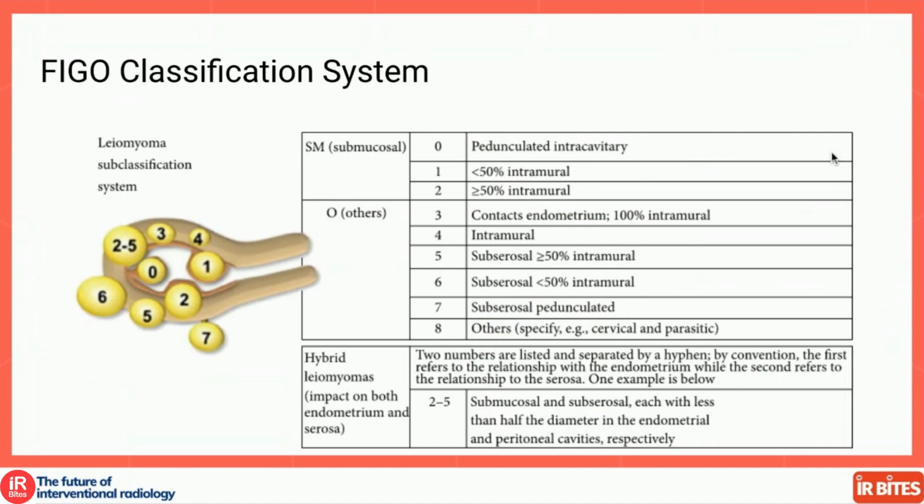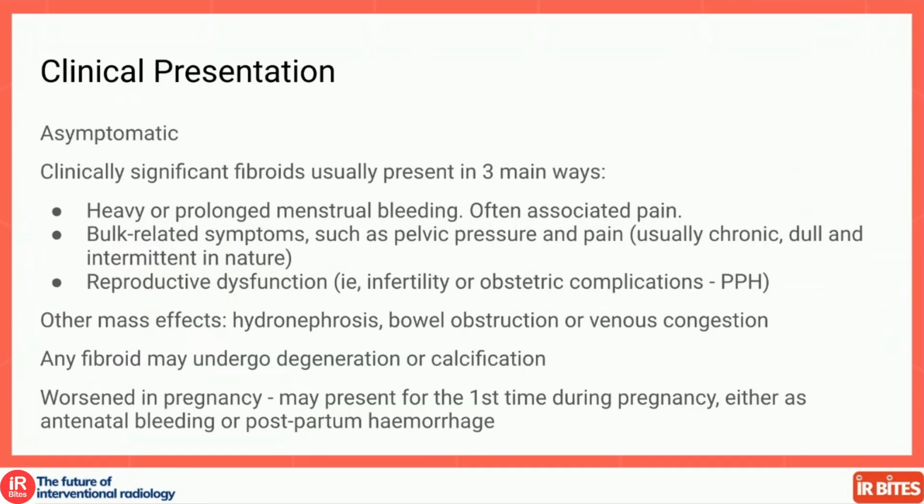This is something you might see. It's more of an academic classification system, it just describes what degree of extension it is on each surface. I think it's a bit beyond the scope of the talk, but I thought I'd include it in case you've seen it before. And as mentioned, half of patients with fibroids don't present and they don't cause any symptoms.